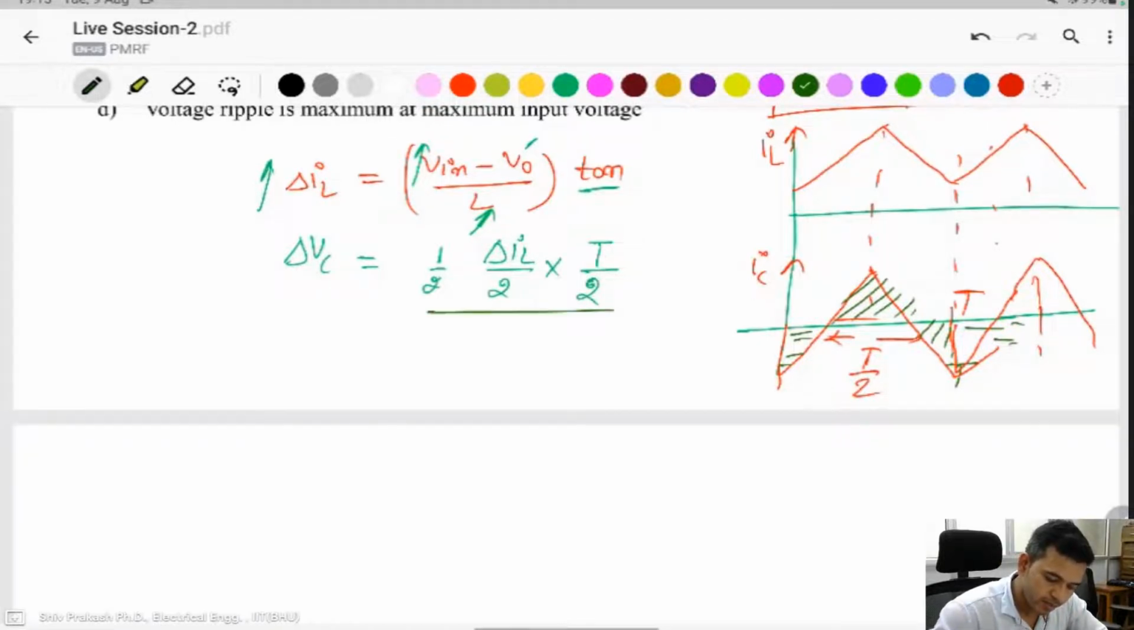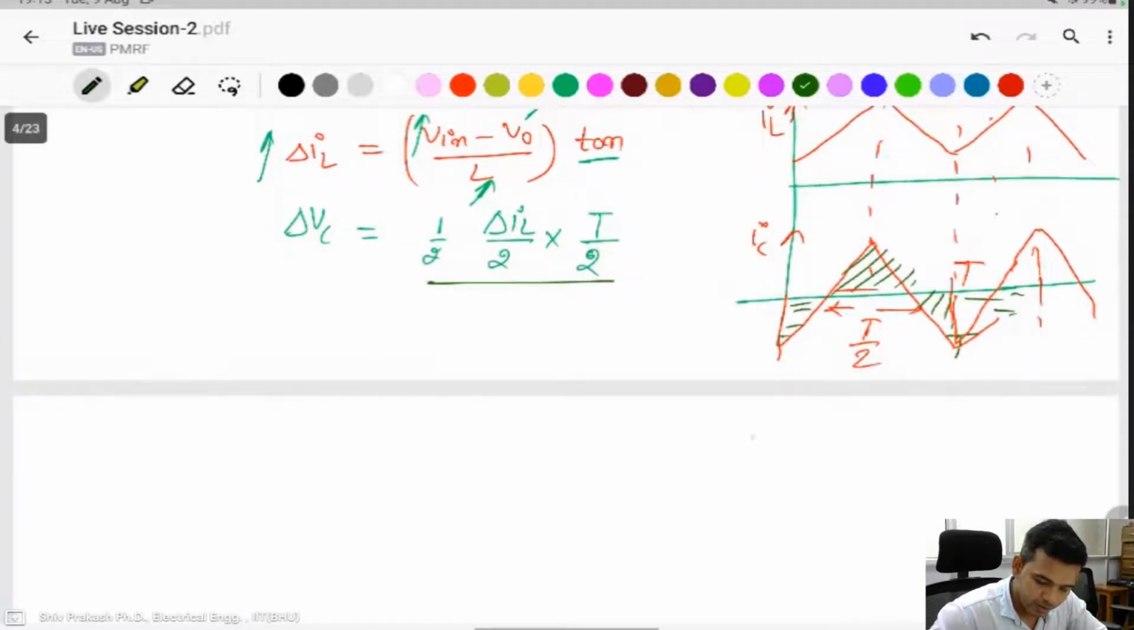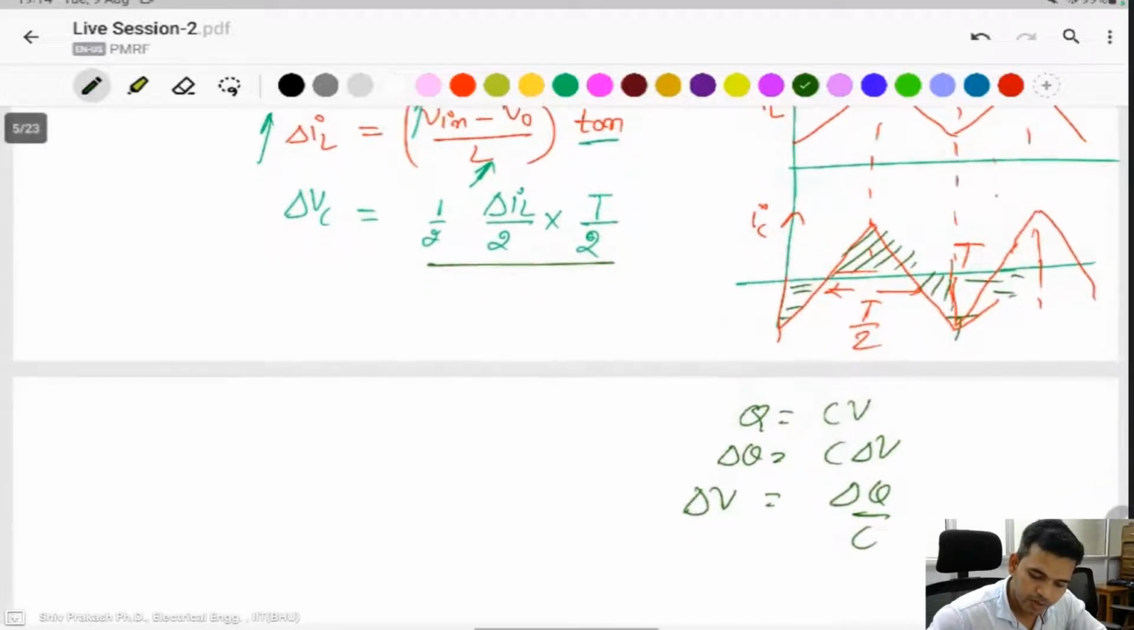Then you find the delta Vc. Actually, Q is equal to CV, and del Q is equal to C delta V. So del V is equal to del Q by C. Del Q is the charge during charge time or discharge time. Then you find this total is delta IL, half of it is delta IL by 2, and you find the triangle area one-half delta IL into total base T by 2.